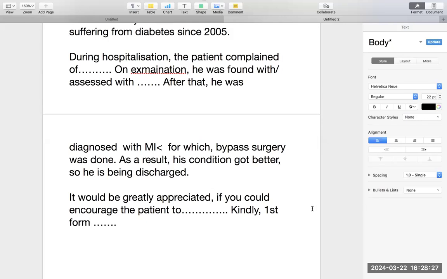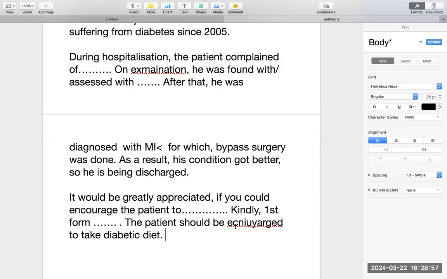Kindly sit down, kindly stand up, kindly educate the patient, kindly encourage the patient, kindly motivate the patient, kindly support the patient, kindly assist the patient, kindly help the patient. So this is a very simple sentence. Then you make a passive voice. Suppose you have to make the passive voice of this, encourage the patient. So you write, the patient should be encouraged to quit smoking or to take a diabetic diet. That is how simple it is.